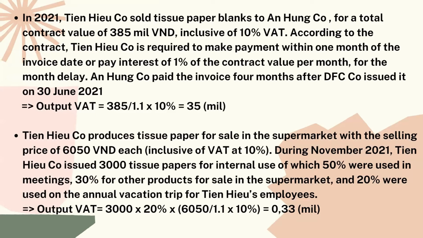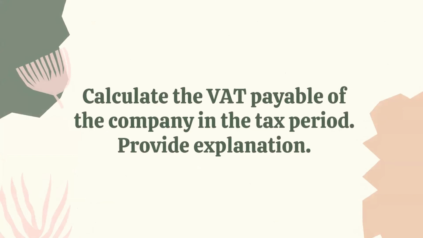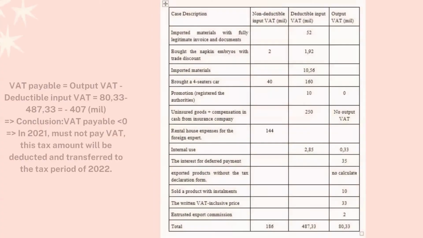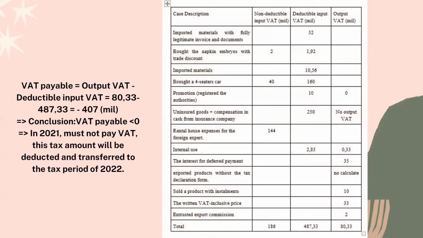Okay, now we move to the table. We summarize the value of deductible input VAT and output VAT. And following the table, we can calculate VAT payable. VAT payable is negative 407 million. So we must not pay VAT, and this amount will be deducted and transferred to the tax period of 2022.